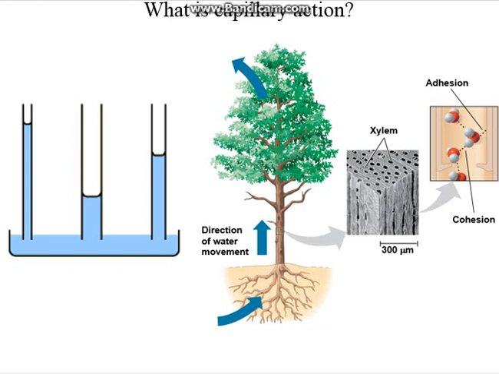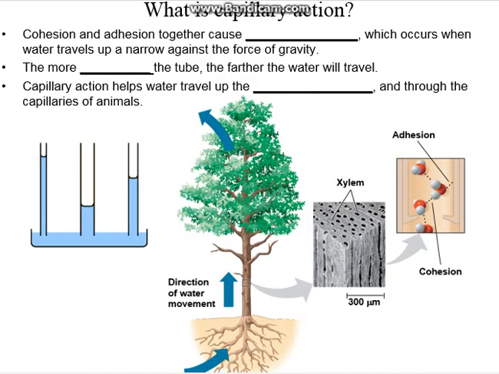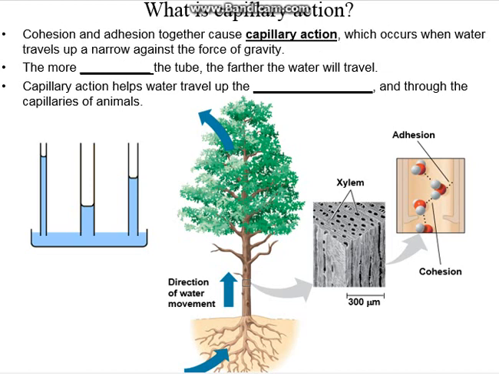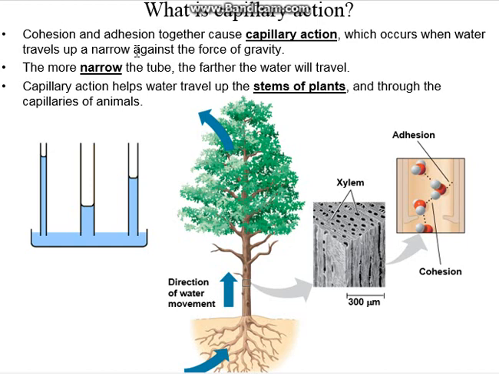So what is capillary action in the first place? Capillary action is cohesion and adhesion working together, and it occurs when water travels up a narrow pathway against the force of gravity. The more narrow the tube, the farther the water will travel. Capillary action helps water travel up the stems of plants and through the capillaries of animals.